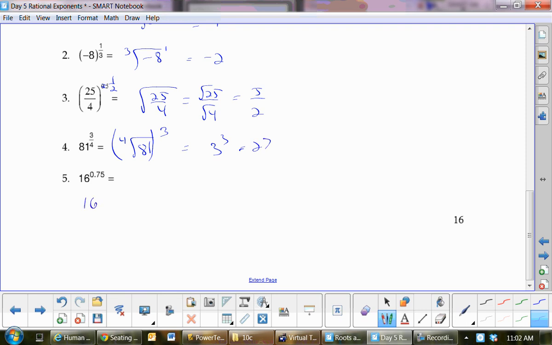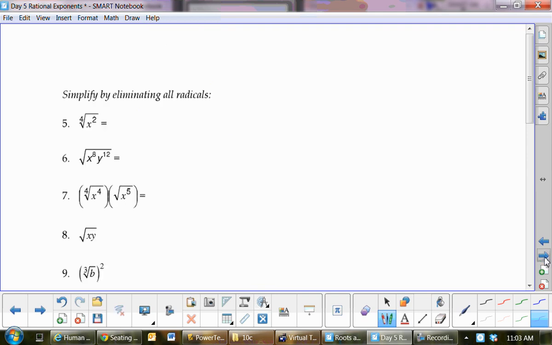Okay, 16 to the 3 over 4. Draw the house. 16's going in. Bow tie. Okay. That is the fourth root of 16. 2 cubed, 8. Okay, almost done. Okay, let's not talk, let's just turn our page.